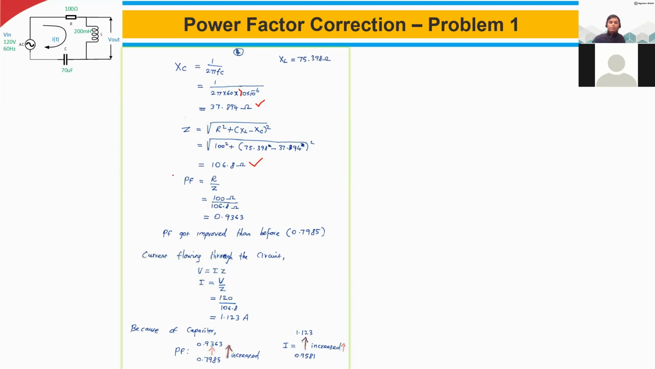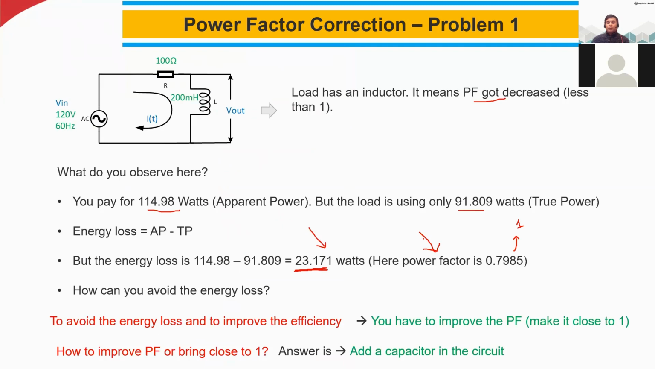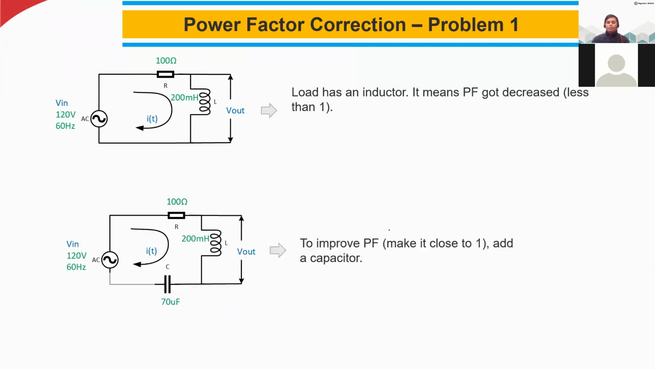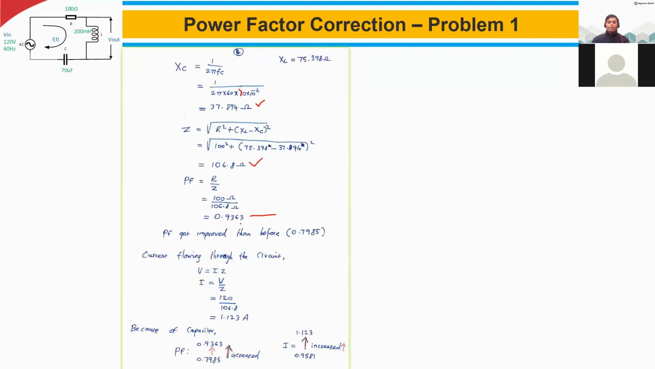So now you have to find the new power factor value. The new power factor, after adding the capacitor, is equal to R divided by Z. The R value we know, that is the true power consumed by this R. R is 100 and Z is 106.8. So now the new power factor value is 0.9363. You can see it was 0.7985, and now the new value is 0.9363. It means we improved the power factor by adding this capacitor.